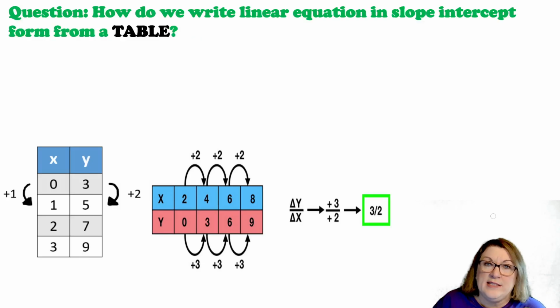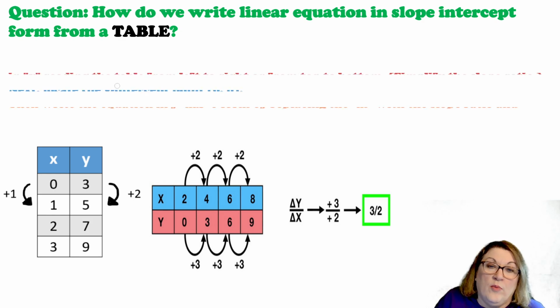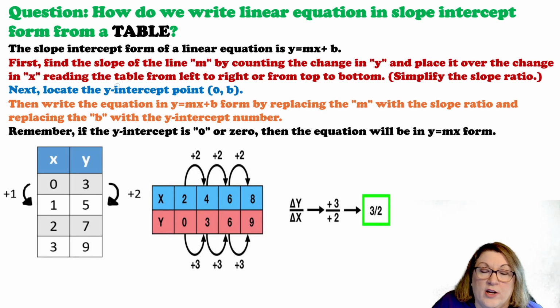Okay, so how do we do the same thing with tables? Again, we need to find the m and the b when we're trying to write that linear equation from a table. So find the slope of the line by counting the change in y and placing it over the change in x, reading the table from left to right or from top to bottom.